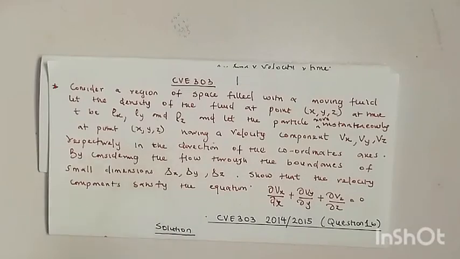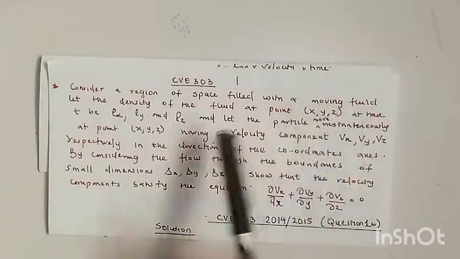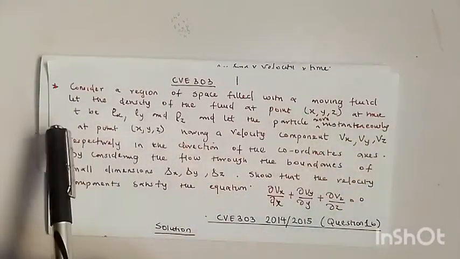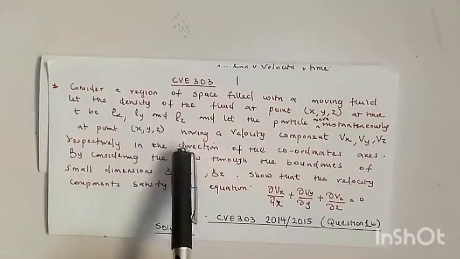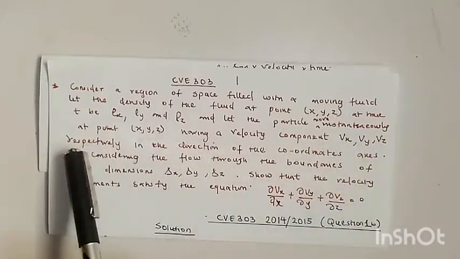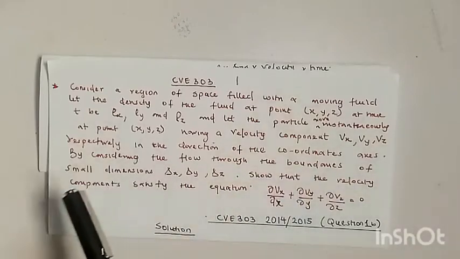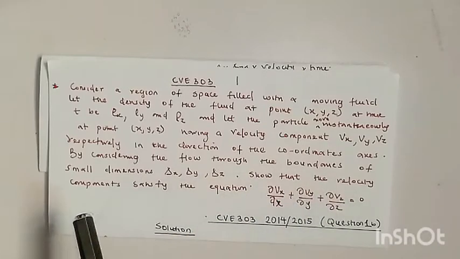So we're going to be looking at a question on the continuity equation. They said we should prove the continuity equation. Now they said consider a region of space filled with a moving fluid. Let the density of the fluid at point xyz at time t be this, and let the particle move instantaneously at a point xyz having a velocity vx, vy and vz respectively in the direction of the coordinate axis. By considering the flow through the boundaries of small dimension change in x, change in y and change in z, show that the components satisfy the equation.